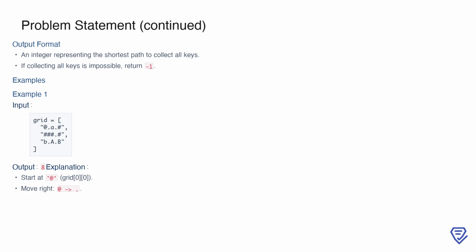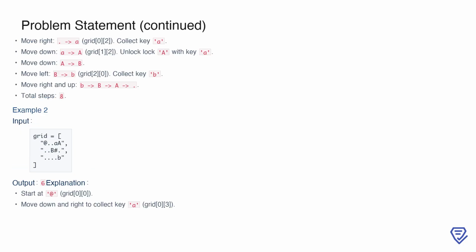Let's look at a concrete example. Suppose the input grid is as follows: @a#, then BAB. Starting from the @ symbol at the top left corner, you would navigate through the grid to collect both keys. The shortest path involves moving right to collect key a, then moving down to unlock the A lock with the a key. From there, you continue downward to collect key b and make your way back. The total number of steps taken is 8, so the output is 8.